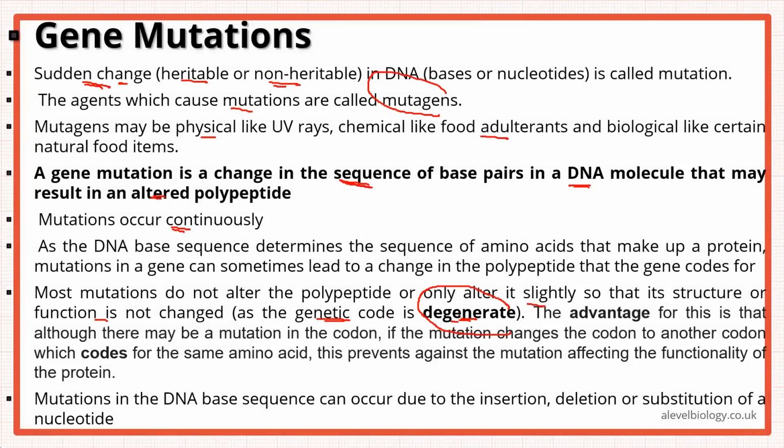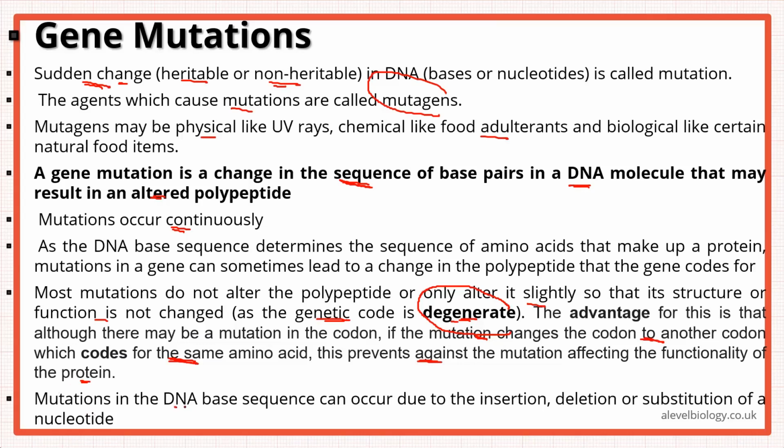And the advantage of this is that although there is a mutation in the codon, if the mutation changes the codon to another codon which codes for the same amino acid, this prevents the mutation from affecting the functionality of the protein. So you will still have the same amino acid and it will code for the same protein, right?